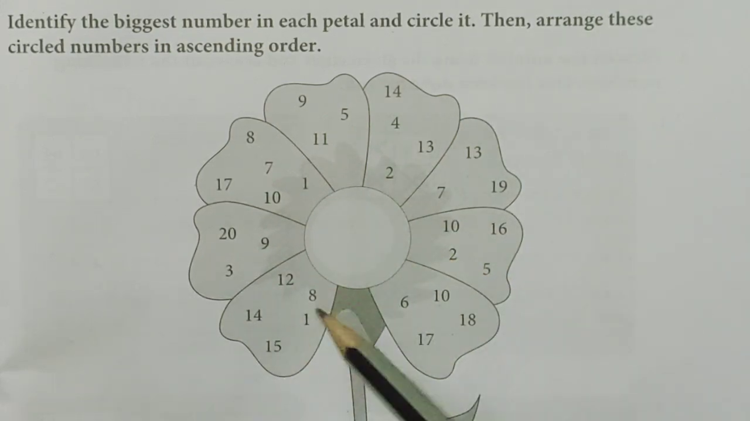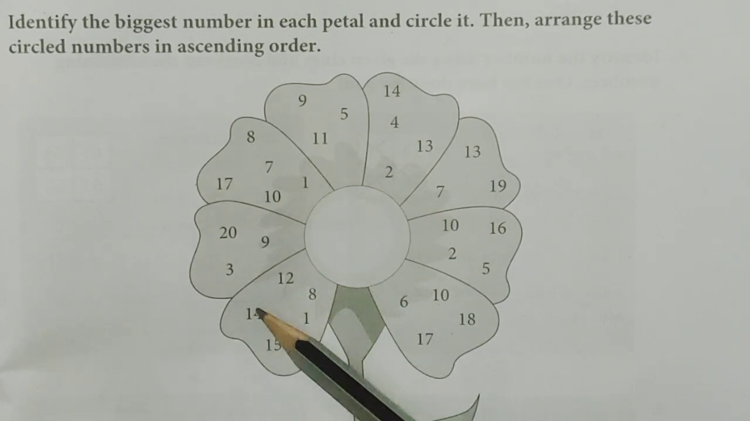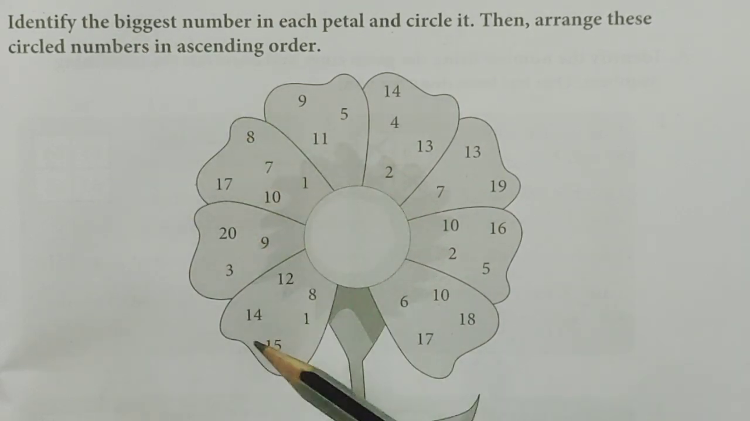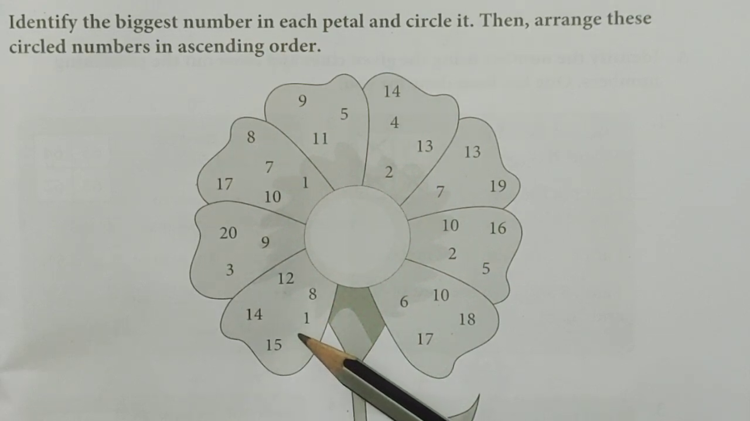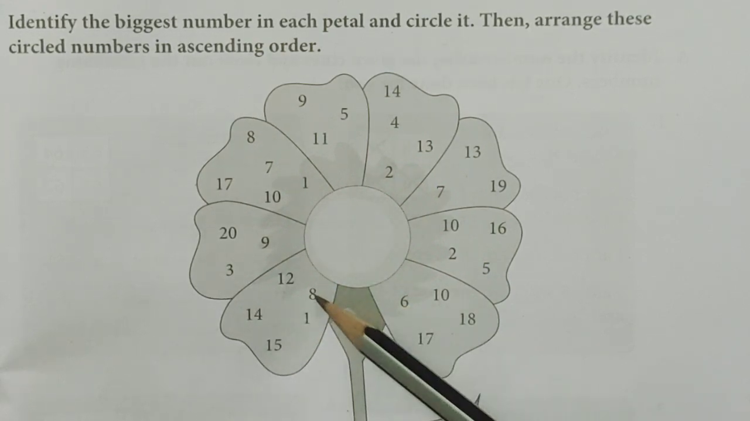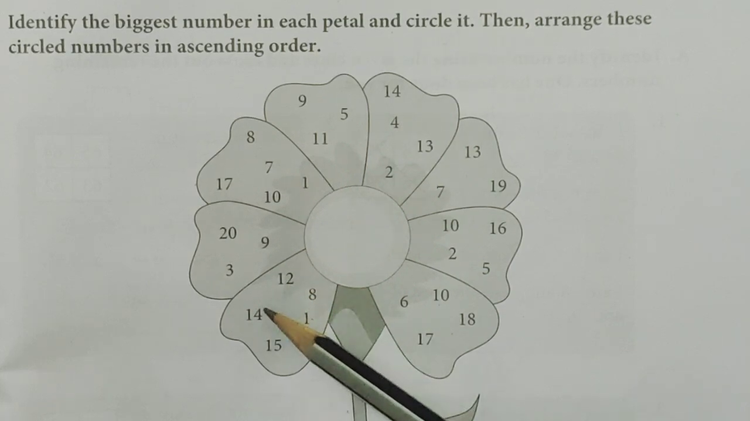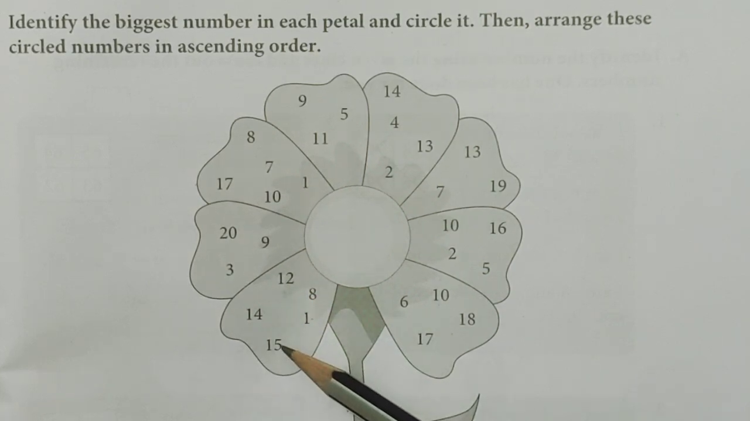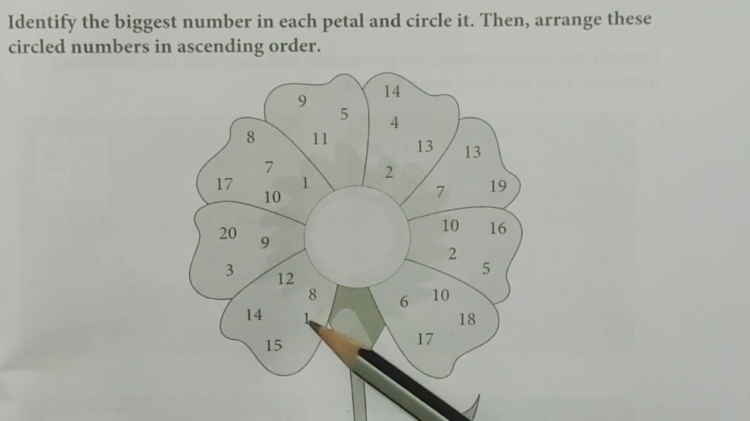Okay, see here, in this petal the numbers are 8, 1, 15, 14 and 12. You have to identify the biggest number in these 5 numbers. Now, how will you find that? First, see here, 8 and 1 are 1-digit numbers, and 12, 14 and 15 are 2-digit numbers. That means 2-digit numbers are always greater than 1-digit numbers.